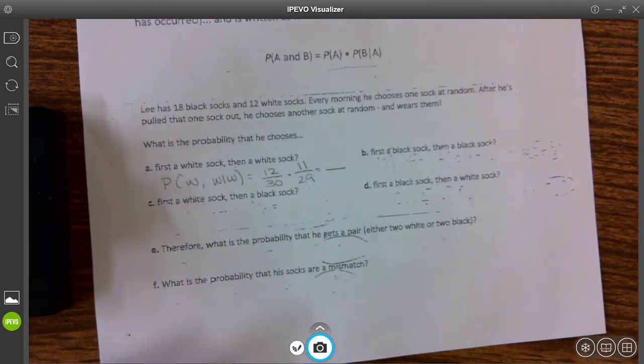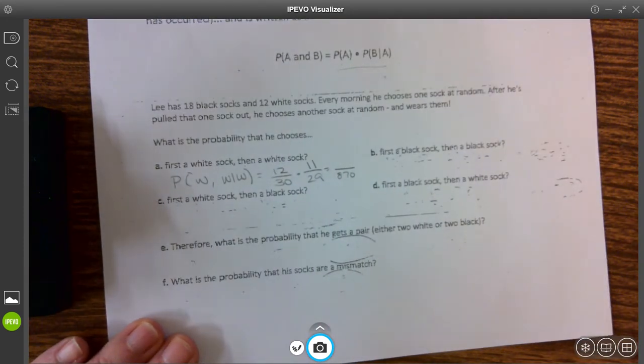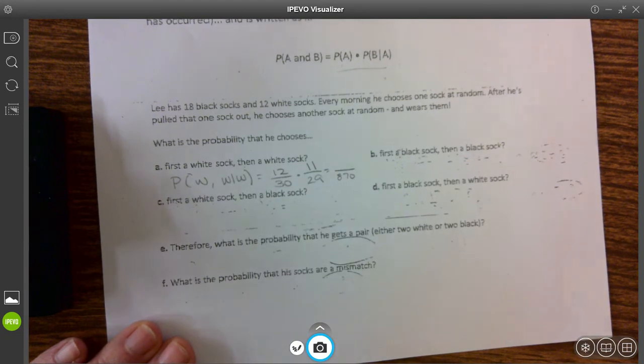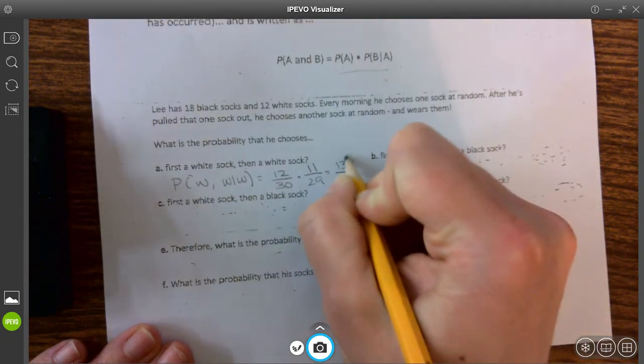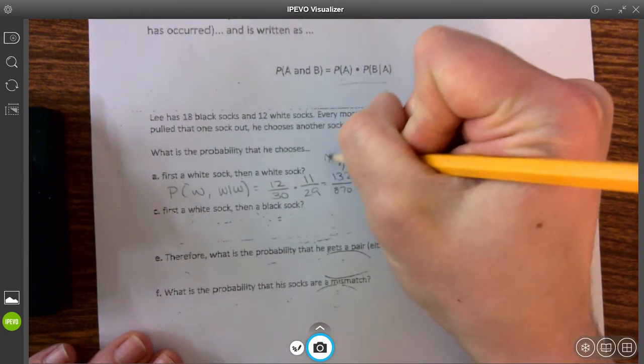Okay, when we multiply those together, 30 times 29 is 870. And 12 times 11 is 132, which is, when you put in the calculator, that's about 15%.